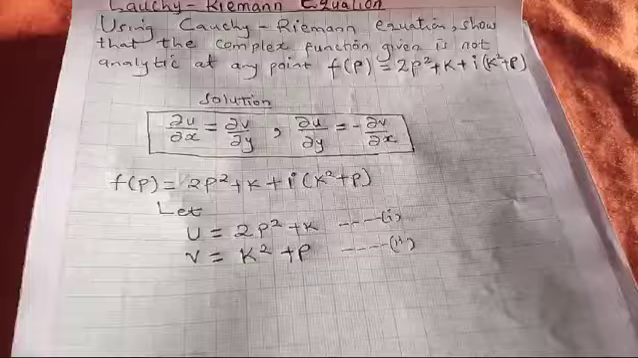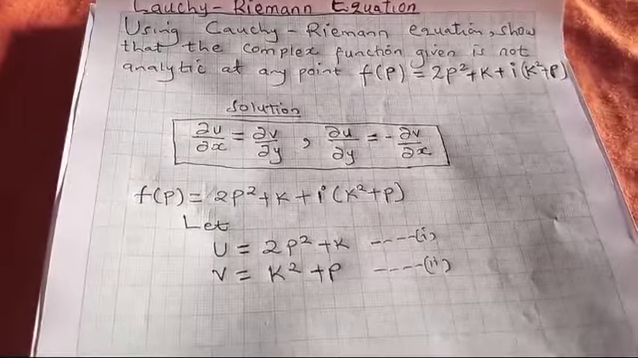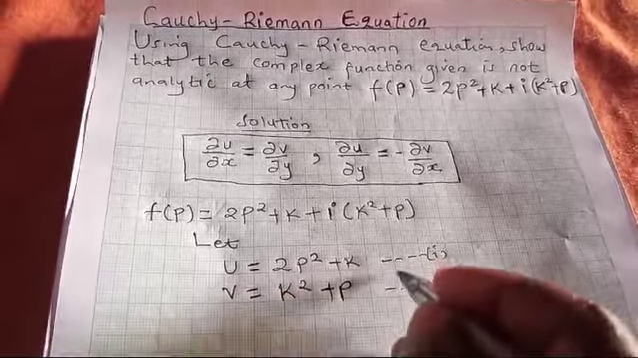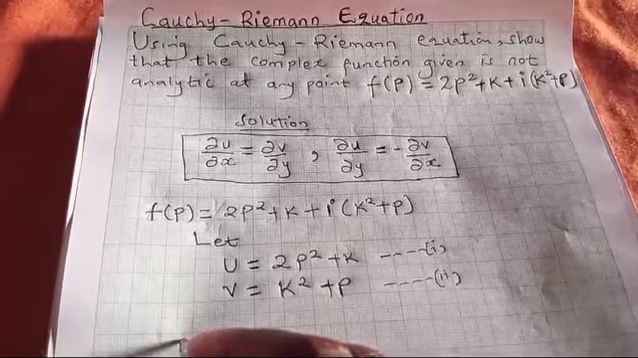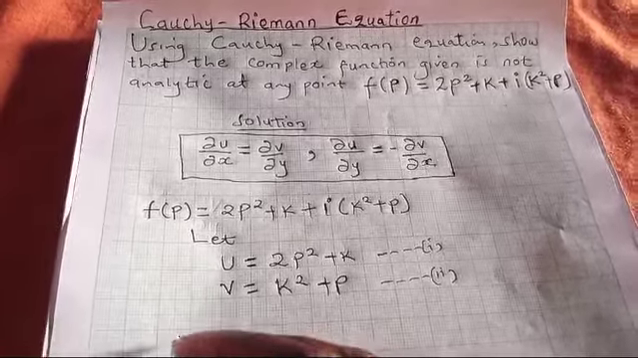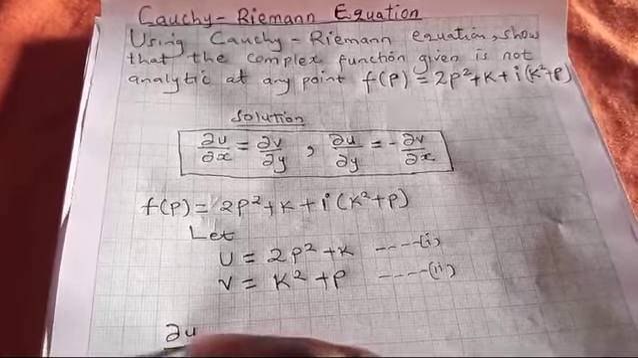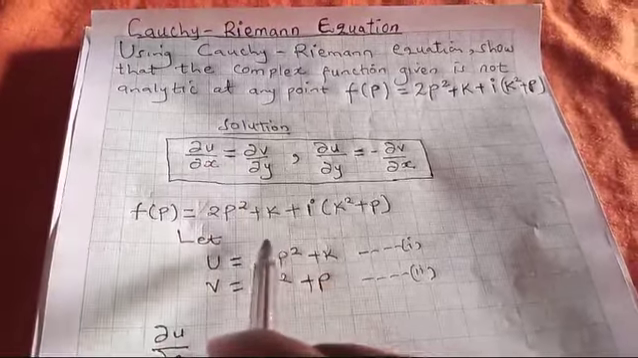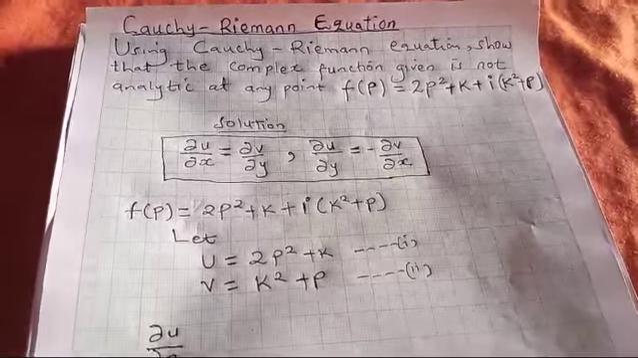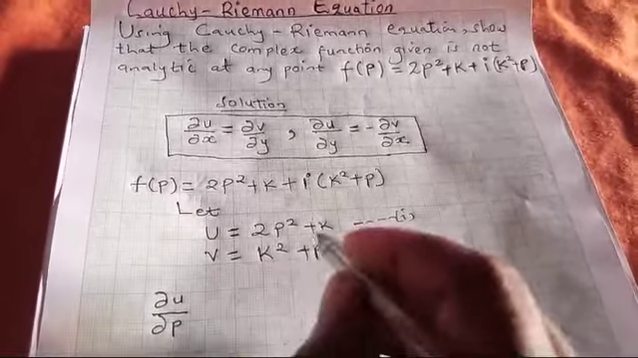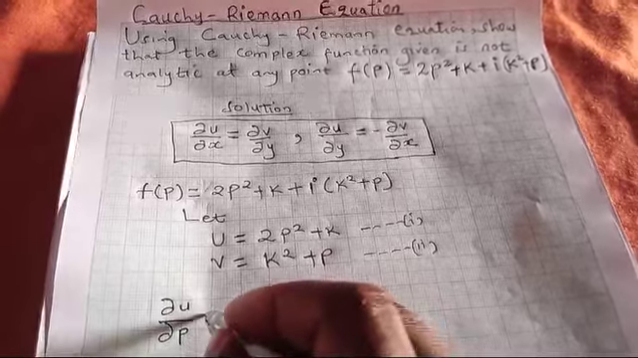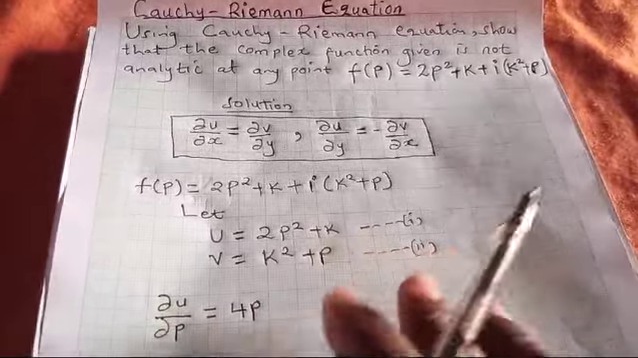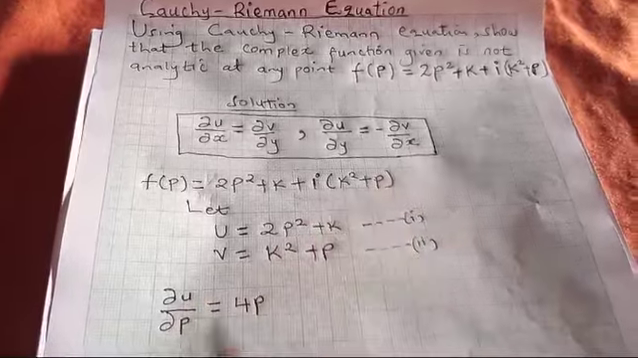So we want to differentiate the first equation with respect to p. Instead of x now here, remember we have p. So we are differentiating with respect to p. When you differentiate the first equation with respect to p, you will get 4p. We all know that when you differentiate a constant, it will give you 0. So we have 4p.